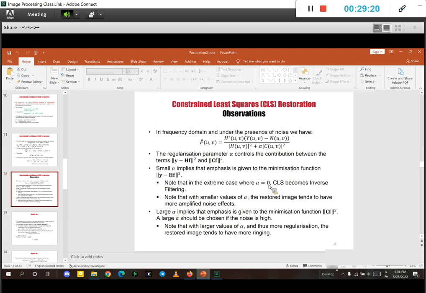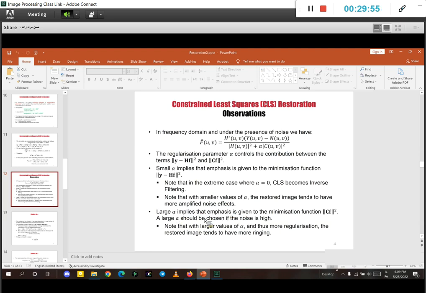Note that in the limit of alpha 0, this is the last problem: CLS becomes inverse filtering itself, not improving inverse filtering. Note that with smaller values of alpha, small but not 0, the restored image tends to have more amplified noise effects. This term is highlighted and this is negligible. This is bad, with noise-amplified filter effects.